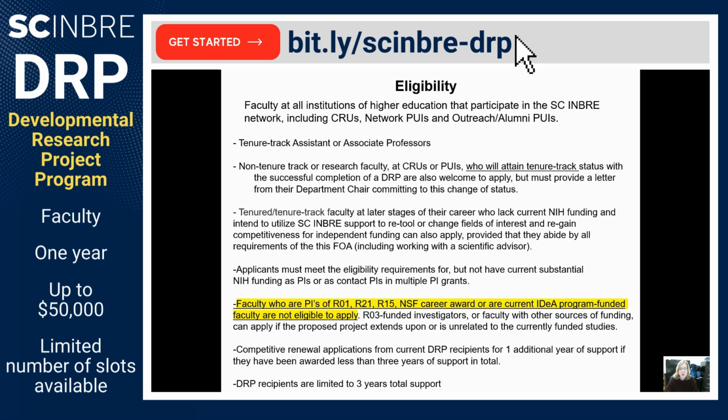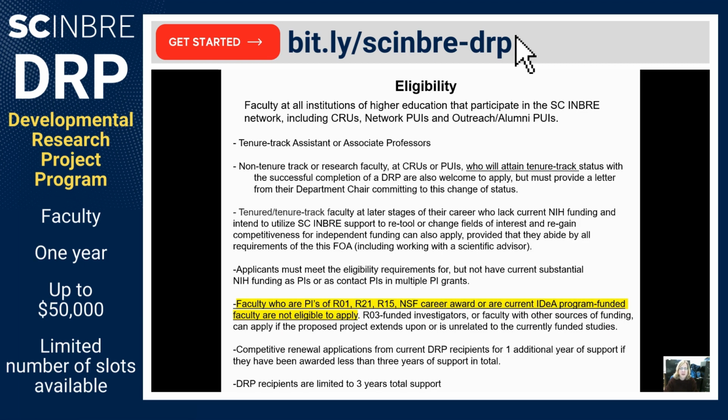Those who are ineligible to apply will be those individuals that are principal investigators of NIH R01, R21, R15 grants, as well as National Science Foundation Career Awards, or are currently funded through another NIH IDeA program, such as COBRE. Those faculty that are funded by NIH R03 mechanisms are still eligible to apply.